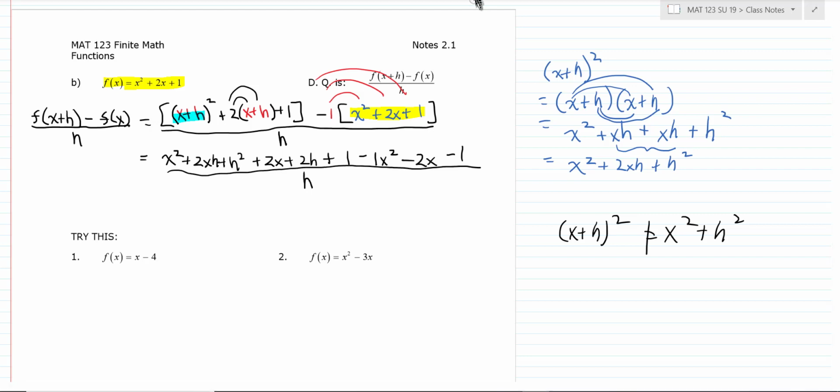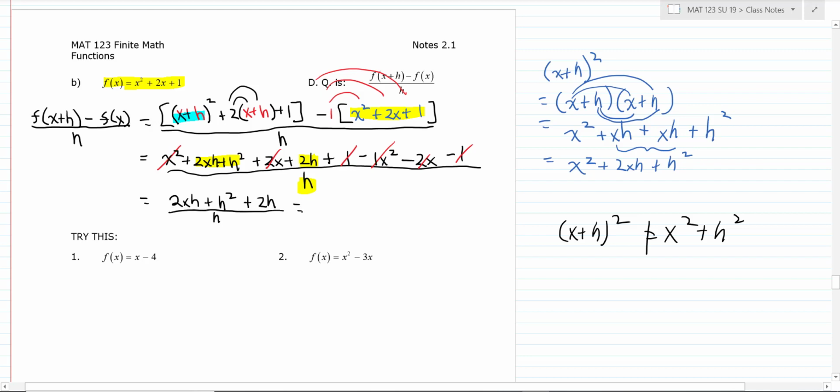Okay, now you can pause this video anytime you want to. If you're having trouble seeing what I did, stop it and think about it a little bit and see how I set that up and what I did. Now, do you see stuff canceling? Yes, that cancels, 2x minus 2x, 1 minus 1. So what you're left with after the cancellation is that stuff there. So what you'll do now, this is 2xh plus h squared plus 2h, all over h.